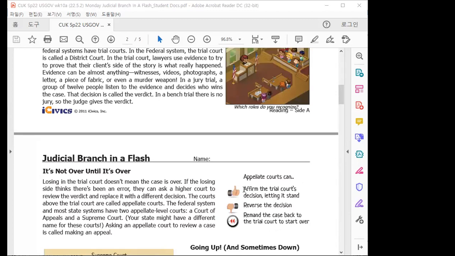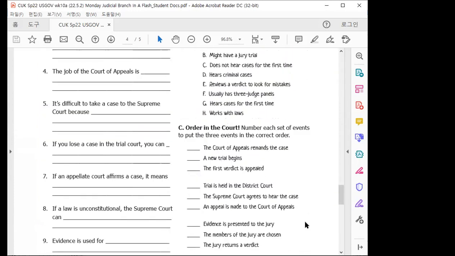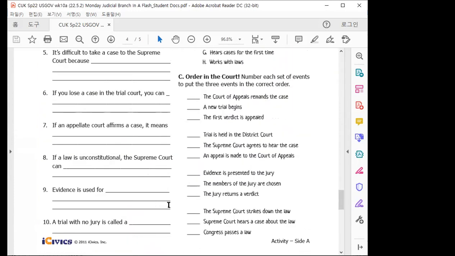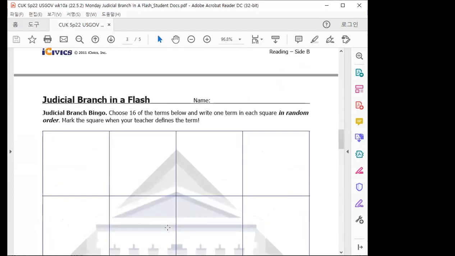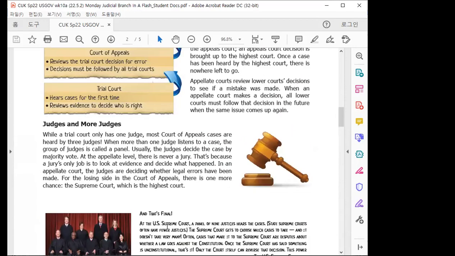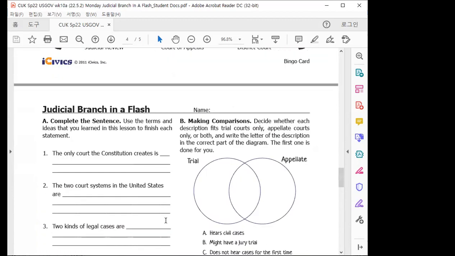Appellate courts can affirm the trial court's decision, letting it stand, reverse the decision, or remand the case back to the trial court to start over. Okay. And a trial with no jury is called a... and these are kind of rare. What are they called? Bench trial? Yes, a bench trial. All right.